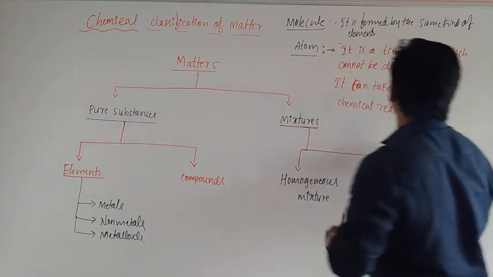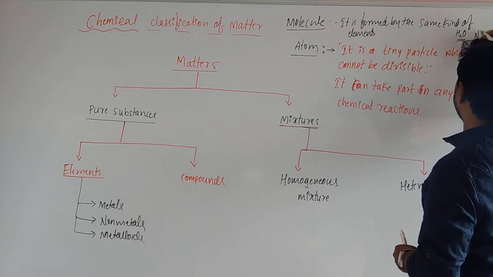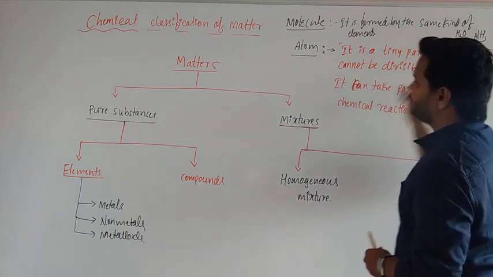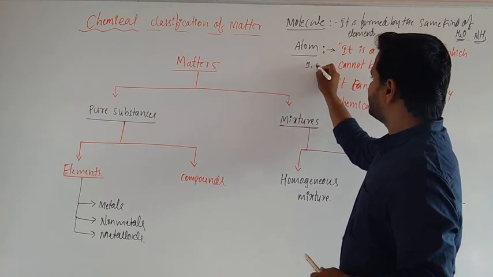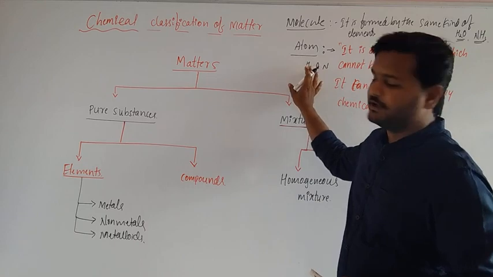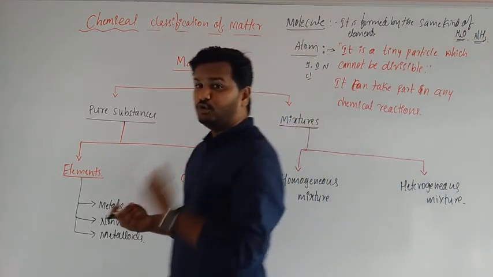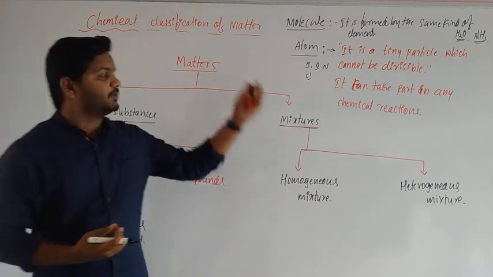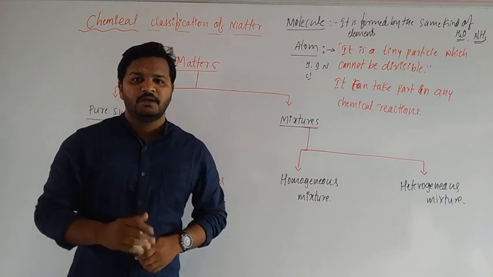For example, water, H2O, is an example for a molecule, and NH3 is also an example for a molecule. And here atom means hydrogen atom, oxygen atom, nitrogen atom, chlorine atom. So these all are examples for atoms. And H2O, NH3, chlorine molecule, O2, these are all examples for molecules. Okay, so this is about simple or basic things.